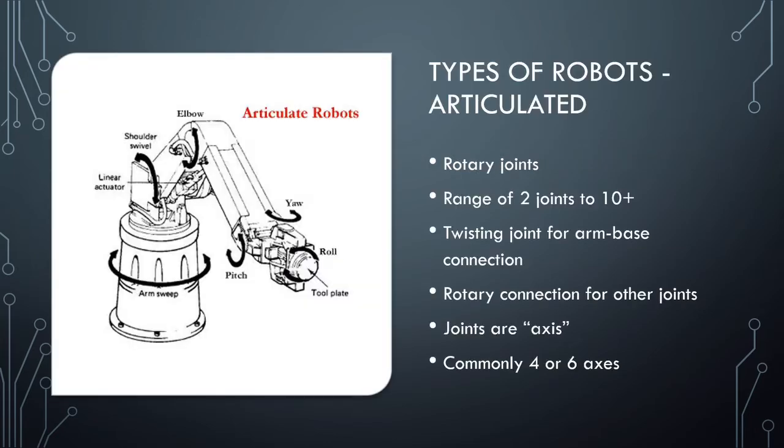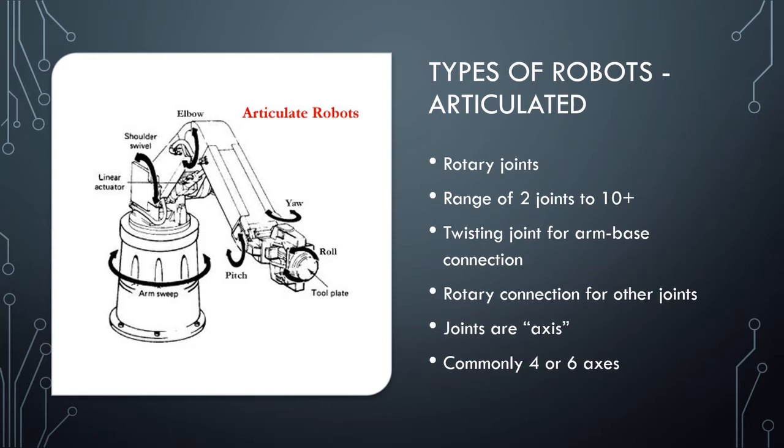The first type of robot that we'll look at is the articulated robot. You can see there are a lot of different joints on this robot. It has a really good range of motion. Typically, there are anywhere from at least 2 joints to potentially more than 10. At the base, there is usually a twisting connection. You can see at the bottom where it says arm sweep. That's typically a twisting joint. And then the other joints are a rotary connection. Each joint we refer to as an axis, and there are commonly 4 to 6 axes within a robot.